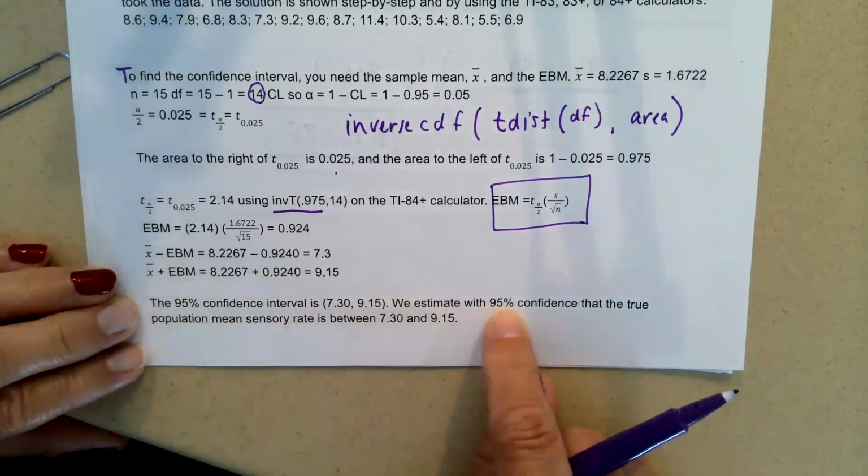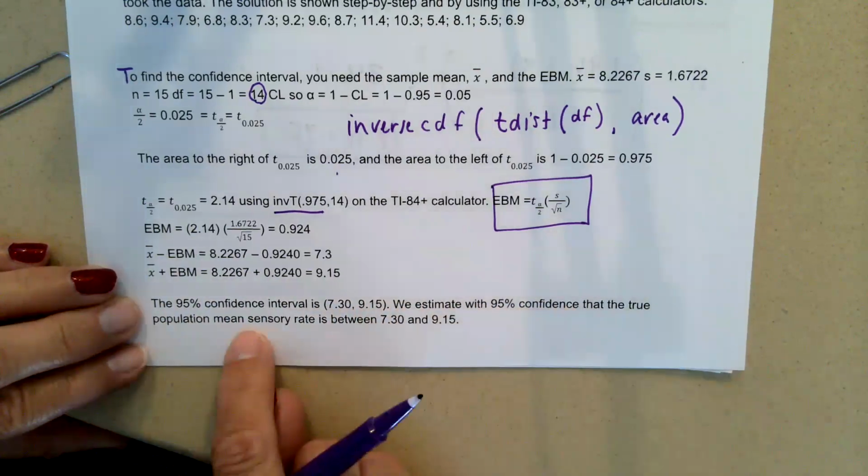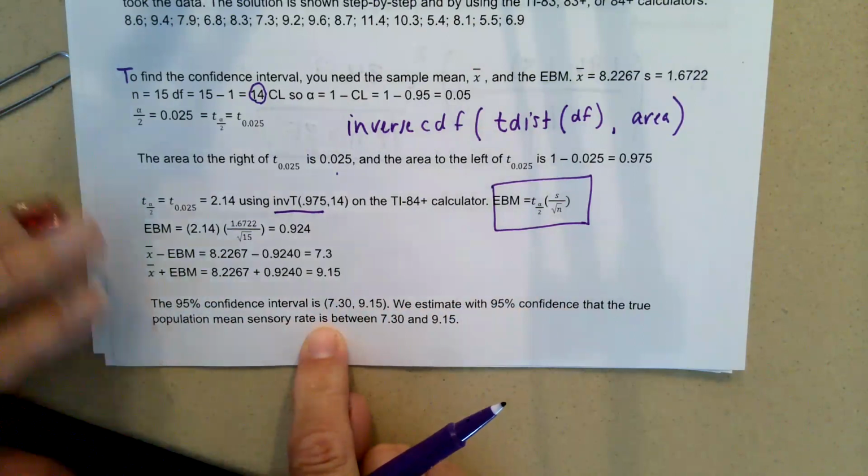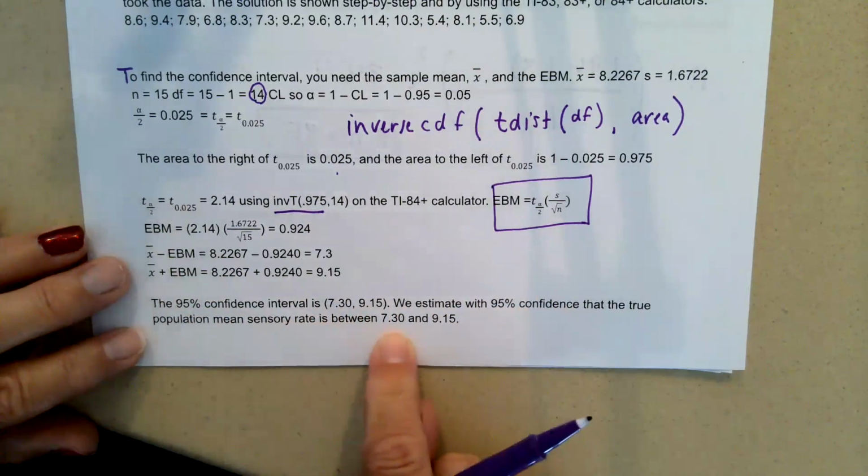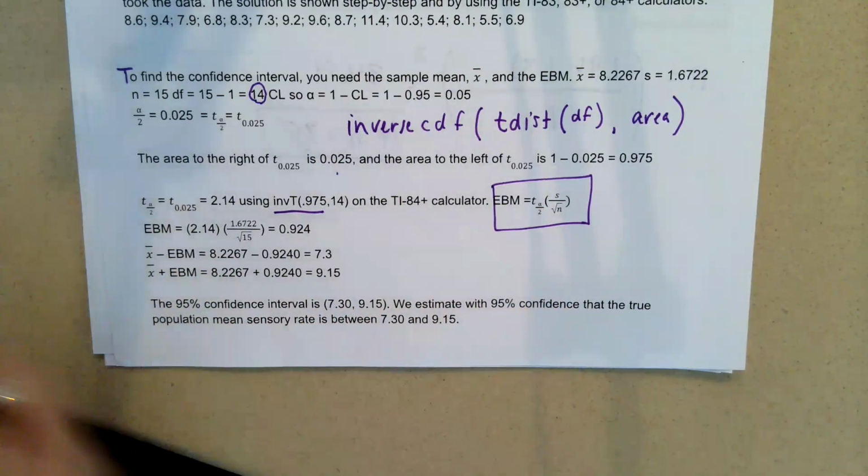So an interpretation would be: the 95% confidence interval is 7.3 to 9.15. We estimate with 95% confidence that the true population mean sensory rate is between 7.3 and 9.15.